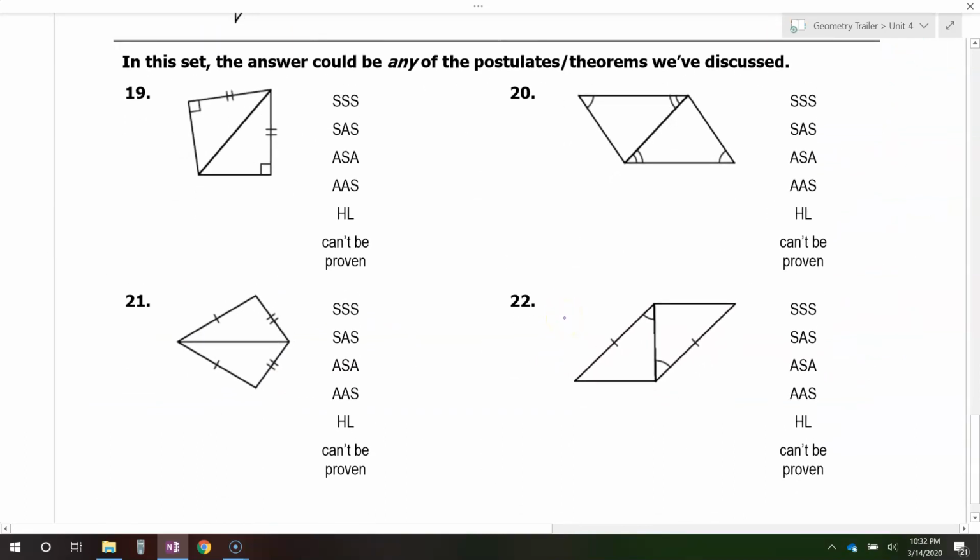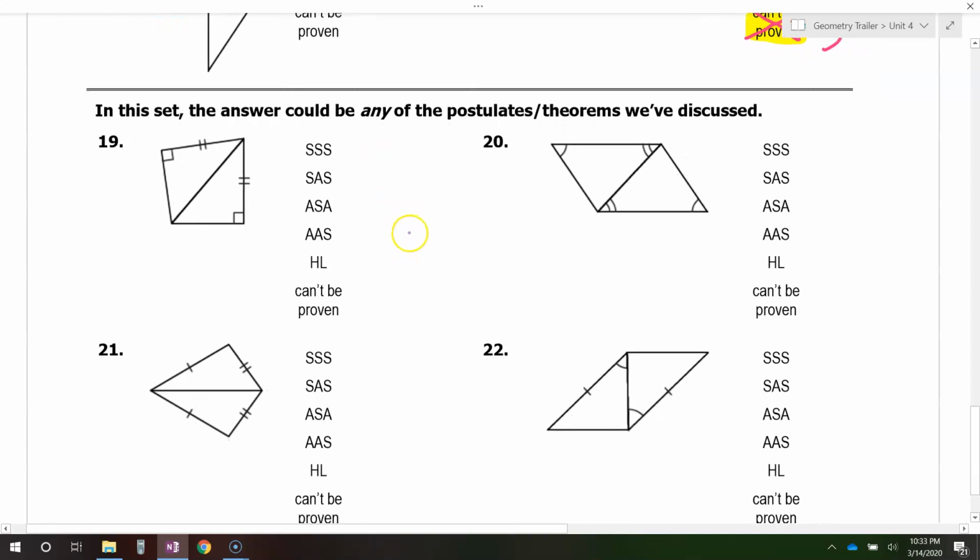Okay, in this set, the answer could be any of the postulates or theorems that we've discussed. Could be any of these. All right, one more time, please remember that side-side-angle and angle-angle-angle, these do not work. These are the two combinations that do not prove anything. All right, you cannot prove triangles are congruent with this information. So if either of these show up, we will say can't be proven.